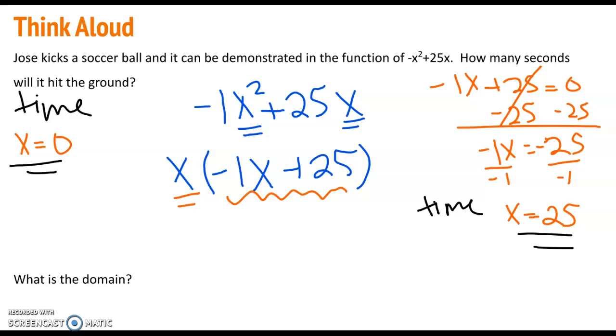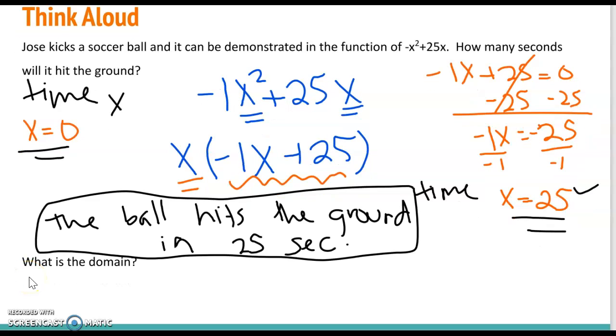When will it hit the ground? Well, 0 is the very beginning. I know that may not be plausible for the ball to return right at 0. However, 25 does sound reasonable. So I could say the ball hits the ground in 25 seconds. All right, and that is the first question.